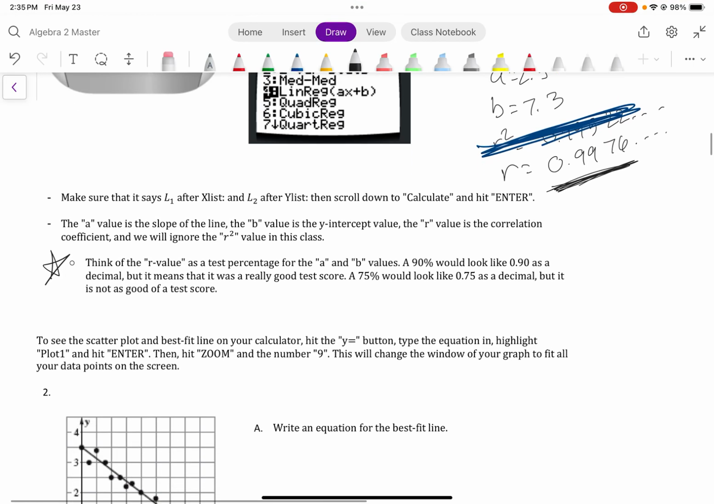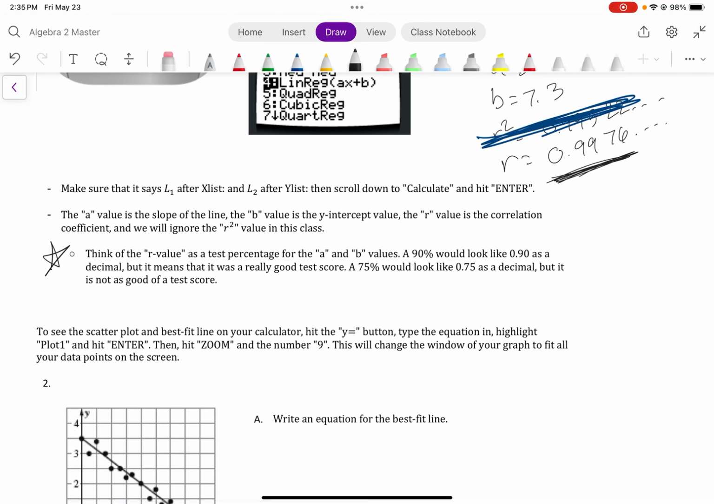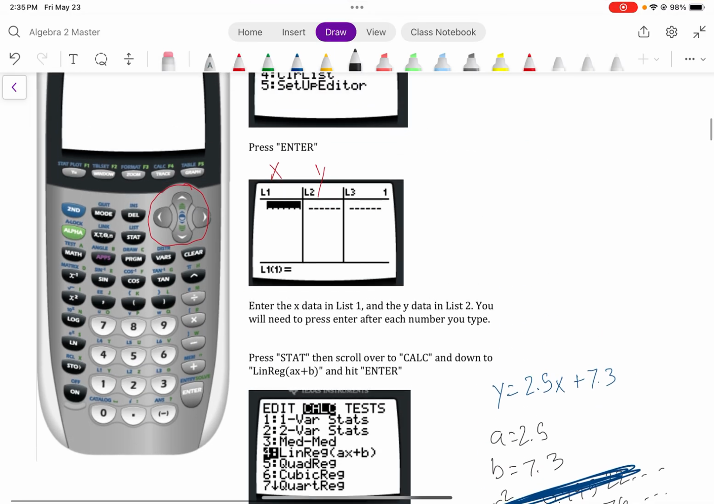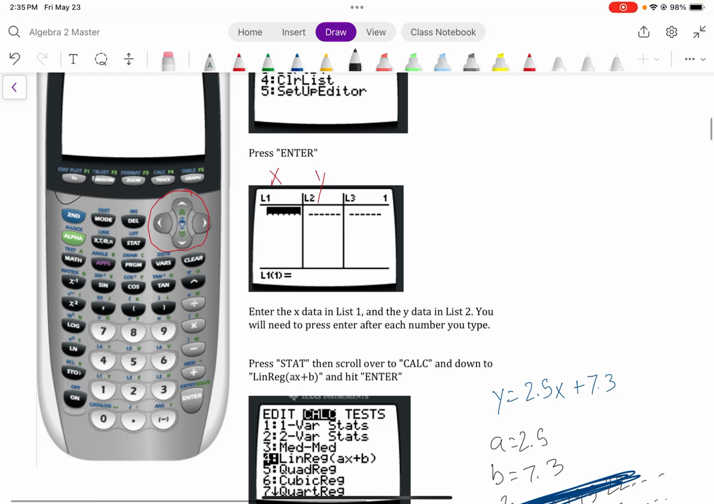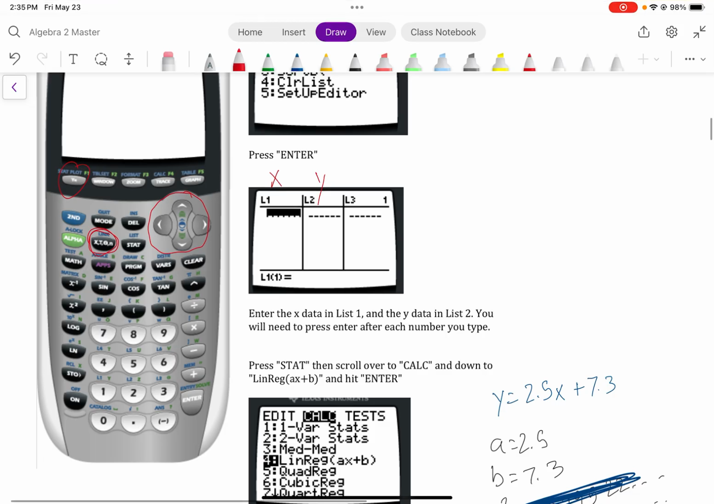All right. Now, if you want to see all of that on your calculator on a graph, what you're going to do is hit the y equals button, which is right here. Oops. I'll give you a color you can actually see. You're going to type in the equation, and when you need to use x, you're going to use this button right there. So y equals 2.5x plus 7.3, and then you're going to scroll up using the up arrow to make sure you have the Plot 1 covered and hit enter. That's going to turn on the scatter plot from your List 1 and List 2 you put in.